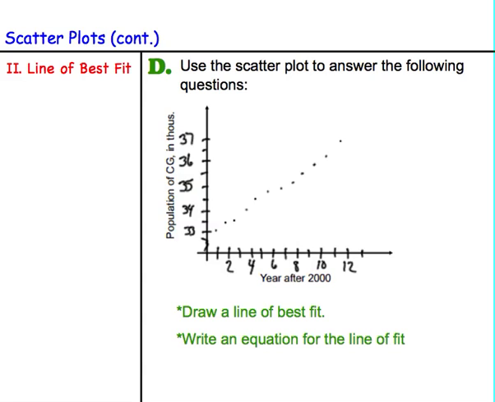So as you can see here, we are looking at years after 2000, and the reason why we did that is so that we aren't having to write 2000, 2002, 2004, 2006. We can just write the 2, 4, 6, 8, 10, 12 to help us out.